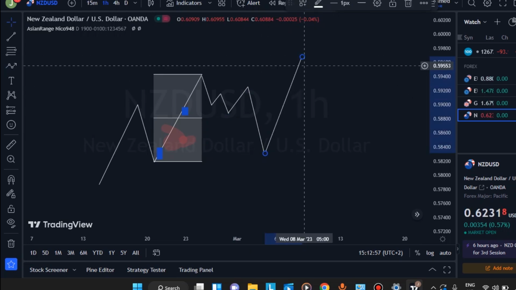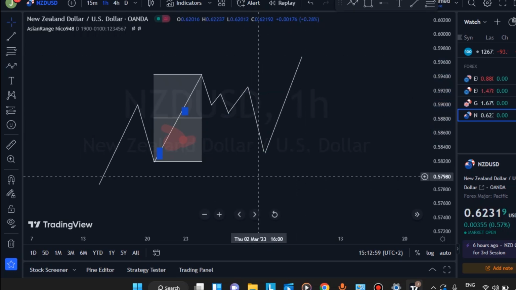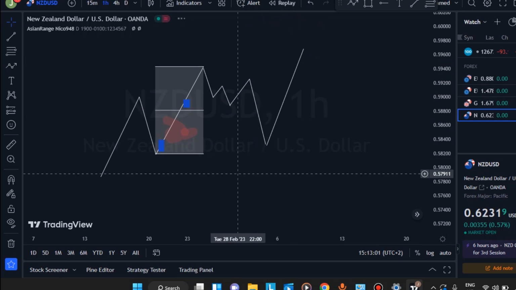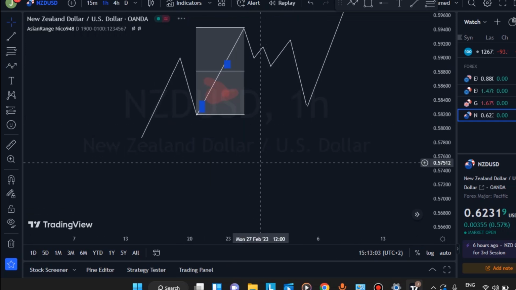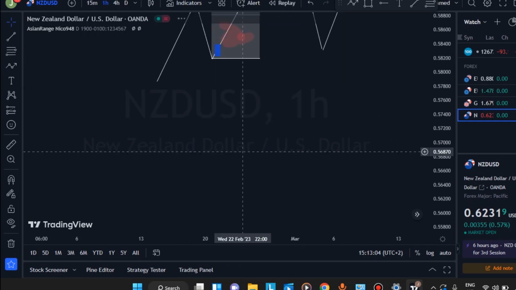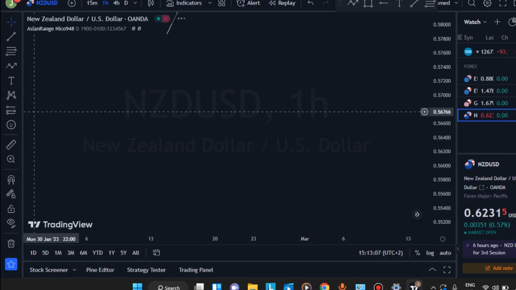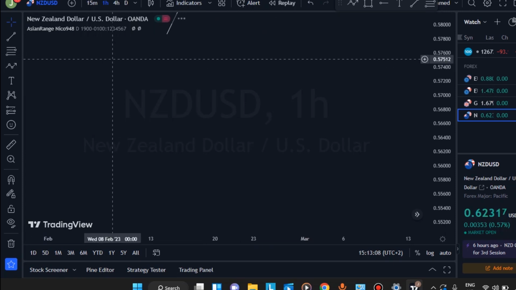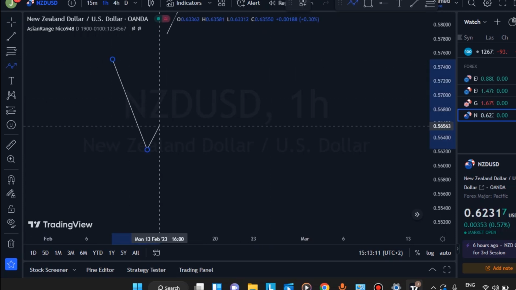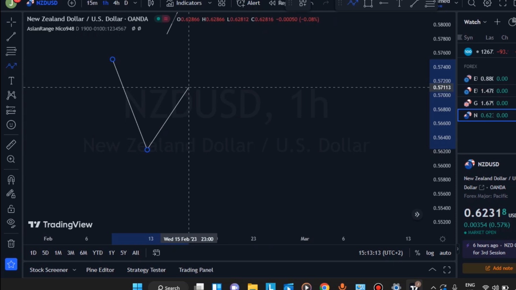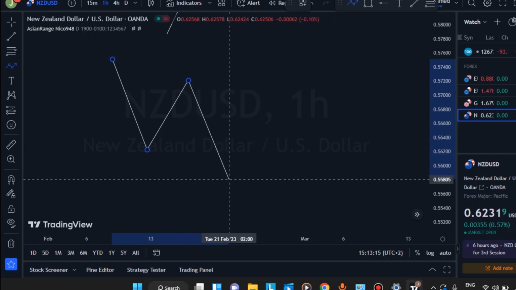Now the second thing is that the same applies to a downward trend. Let's say the market is moving to the downside like this, and you are looking to sell. You only sell in the premium area.